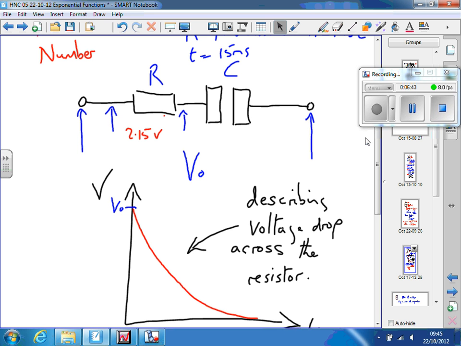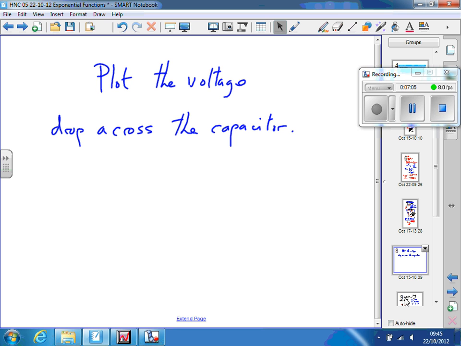What would you expect the voltage across the capacitor to be? 20 minus 2.15, yeah, which is 17.85. Supposedly, okay? What do you think the voltage drop across the capacitor would look like if I had a graph plotter to hand and I plotted the voltage across the capacitor? Sketch it.